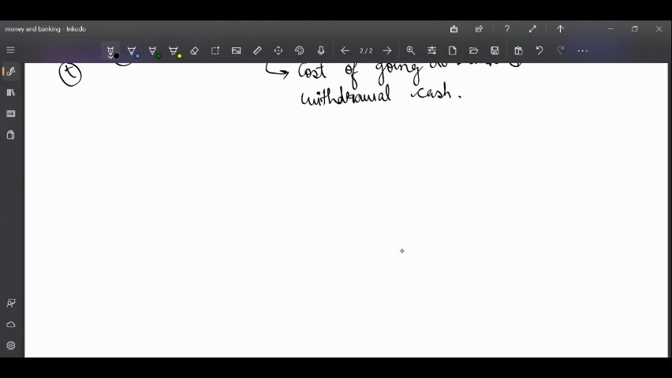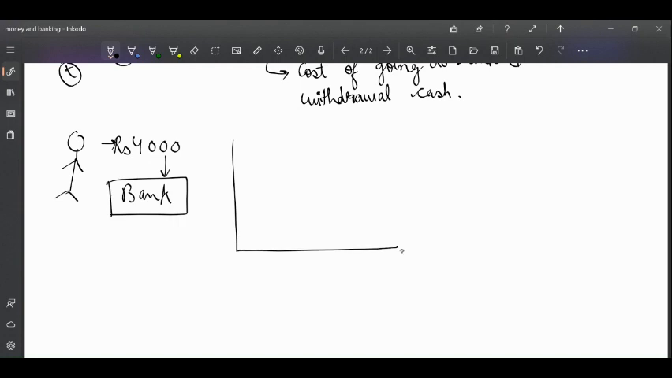Suppose there is a man who is earning 4,000 rupees. The income of that man is 4,000 rupees. So what he does, he keeps all this money in the bank. The bank is the financial institution to store the money. Now suppose that he takes out money every month. We are taking condition 1, in which this man, who is getting 4,000 rupees in a month, is withdrawing all the amount at the same time.